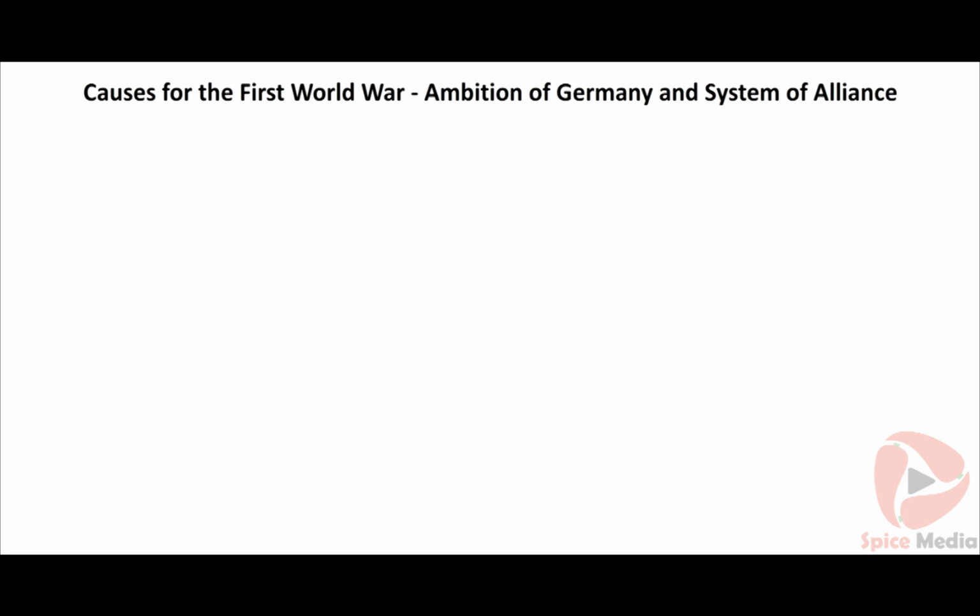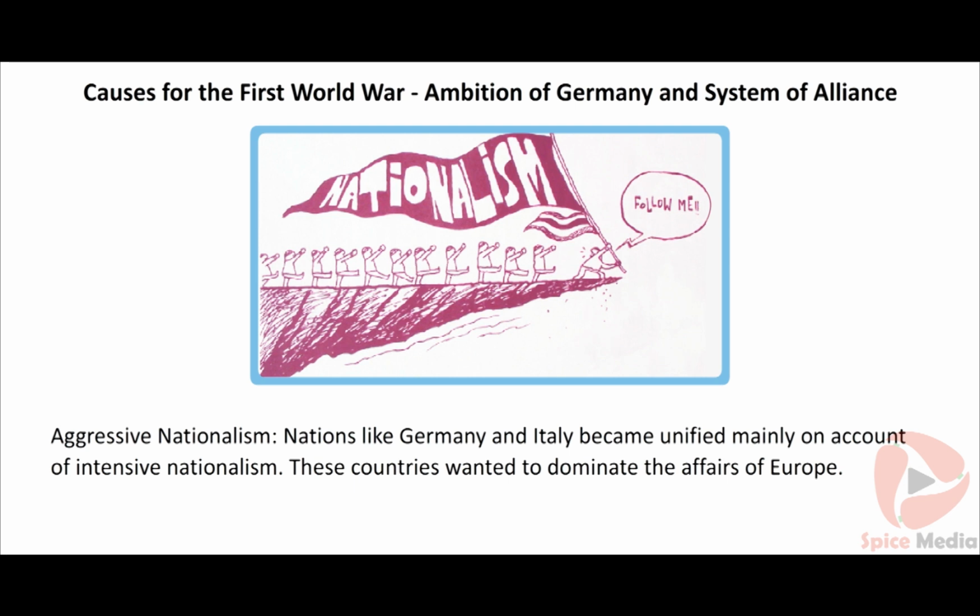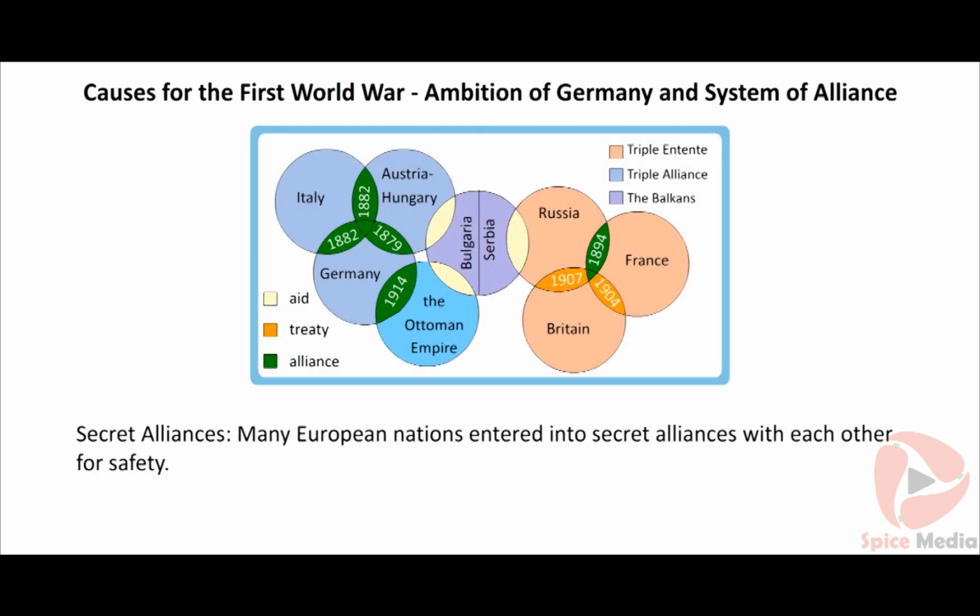Causes for the First World War: ambition of Germany and system of alliance. Aggressive nationalism. Germany and Italy, which became unified by the 1870s on account of aggressive nationalism, decided to dominate European politics. This aggressive politics created a feeling of distrust among nations. England did not like the sudden growth of Germany, and France wanted to get back Alsace and Lorraine from Germany. Nations in Europe entered into secret alliances to dominate and to protect their freedom and economic interests.